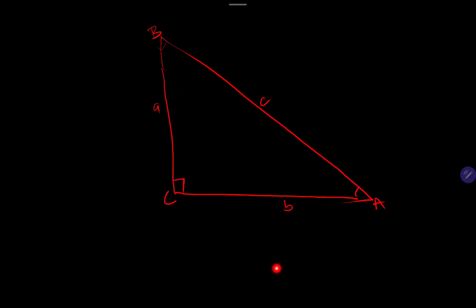So we said the longest side of the triangle is called the hypotenuse. Then the side opposite the angle in question is called the opposite side. And the side beside the angle in question, or the last side, is called the adjacent side.